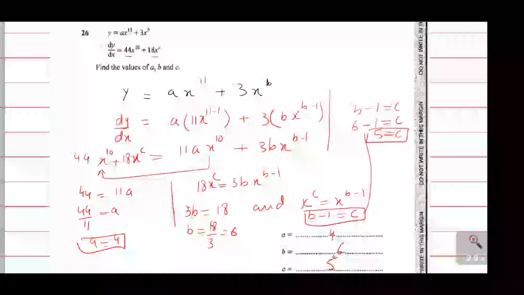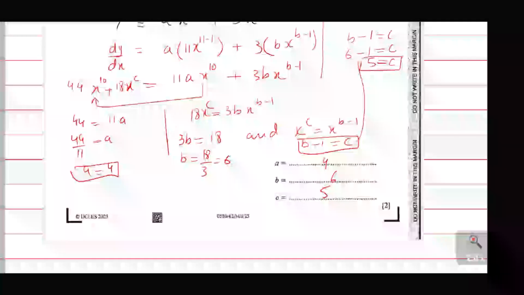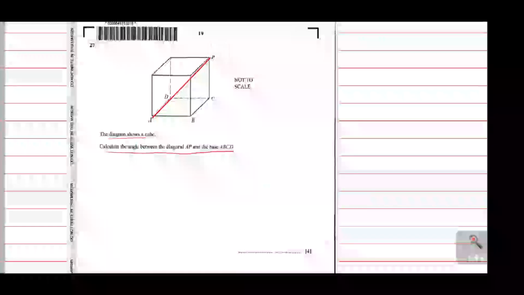This is the answer. Now we move to the next question of this paper, question number 27. In this question, the diagram shows a cube. Calculate the angle between diagonal AP and base ABCD. Look here, this is the diagonal AP. We have to calculate the angle between AP and the base.